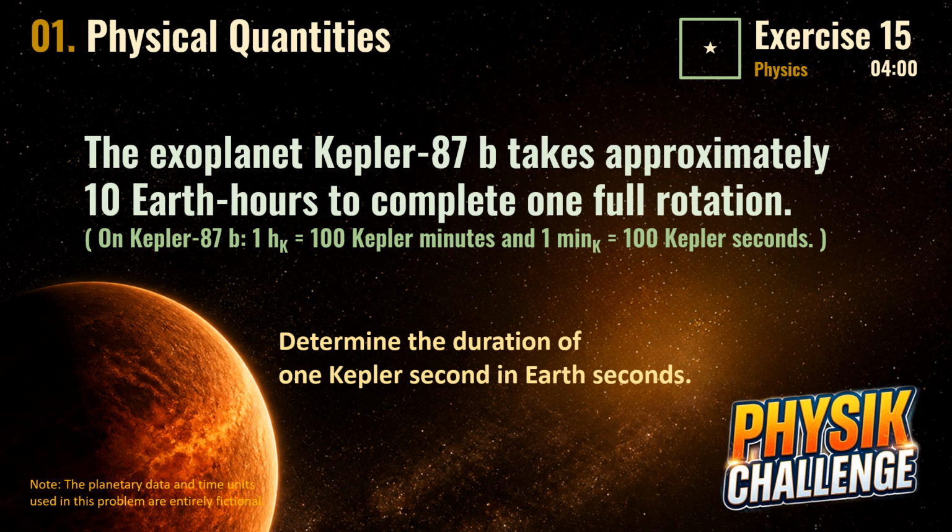Today's challenge is to convert time units on a distant planet. Take about 4 minutes and test your knowledge. Today, we are working with an unusual system of time units. In this fictional model, the exoplanet Kepler 87 uses different units of time than Earth does. Your task is to compare the duration of 1 Kepler second with the duration of 1 Earth second.